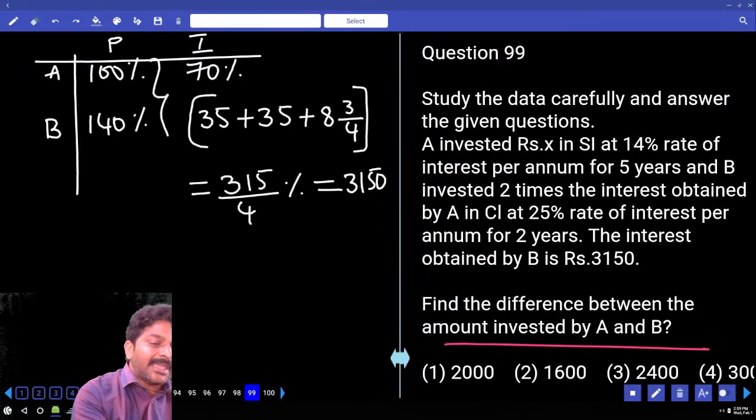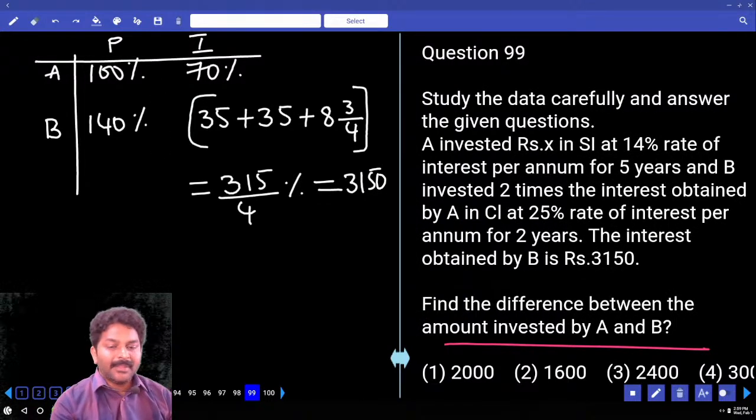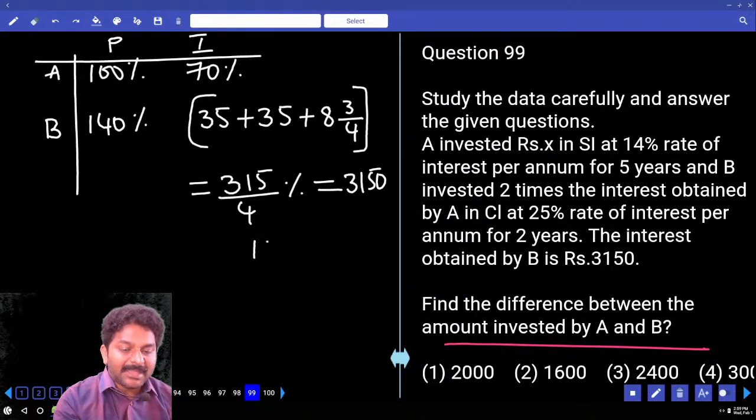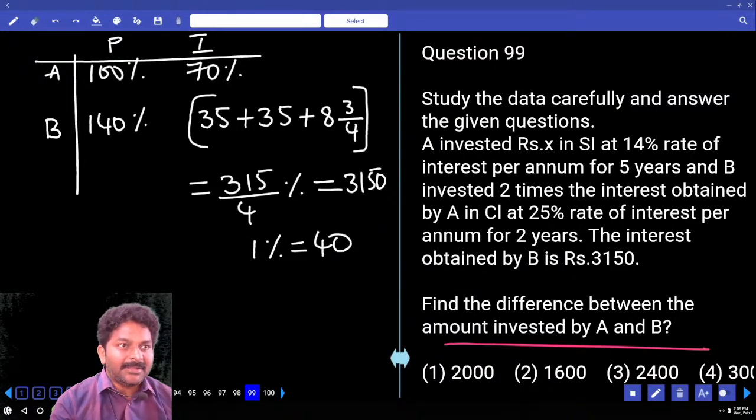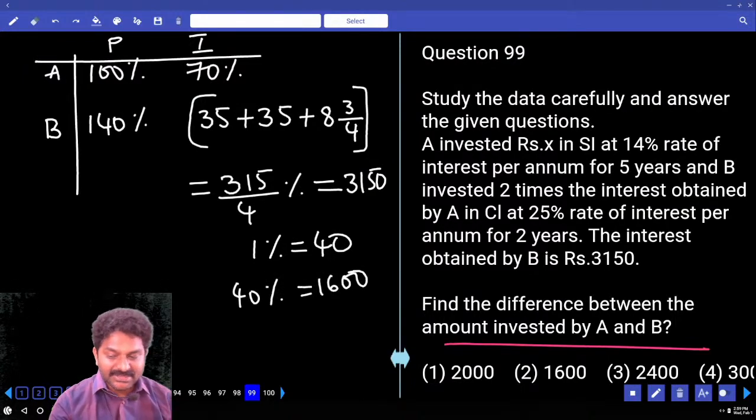The difference between the amounts invested by A and B is 40%, right? From this above statement, can we say 1% is equal to 40? Then 40% is equal to 1600. Followed.